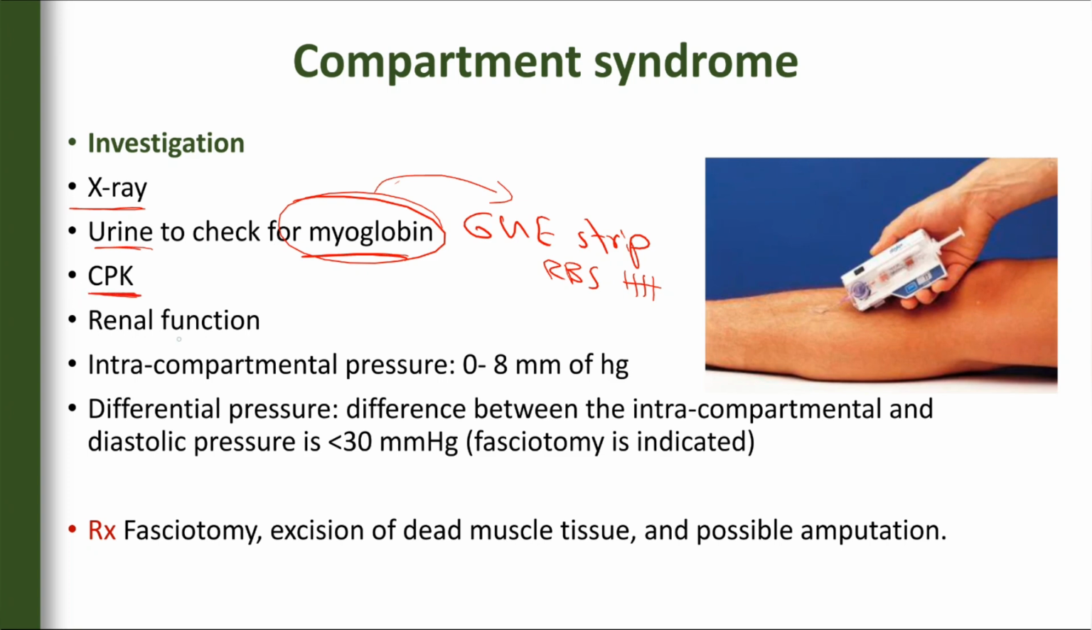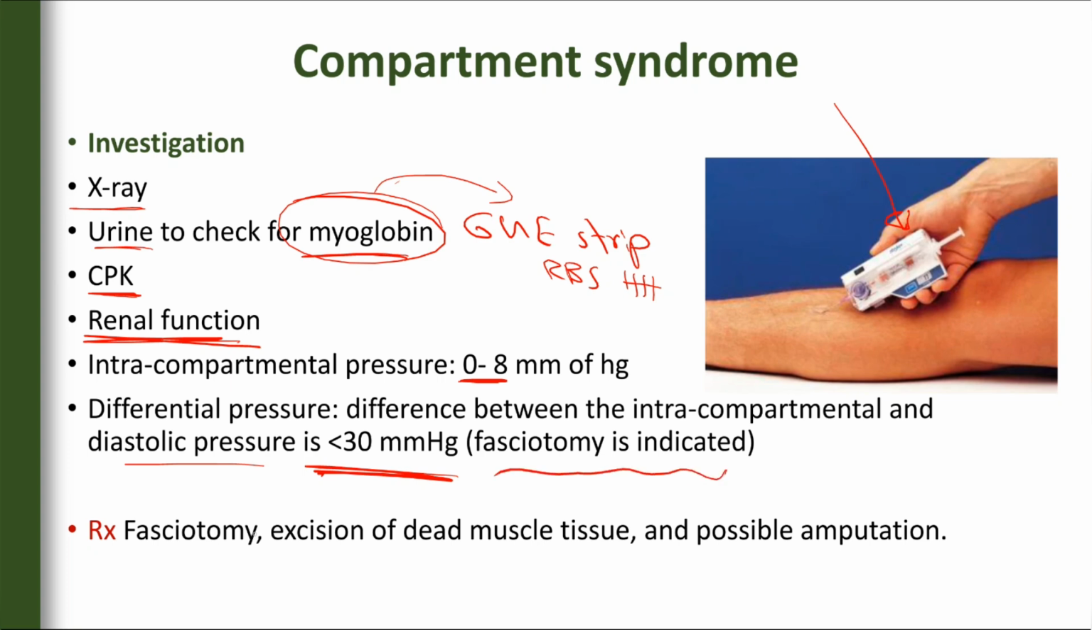Creatine phosphokinase and renal function tests to know if there is involvement of the kidney. You have to measure the compartment pressure by a machine, which is most of the time not available, but if available, you have to measure it. Normally it's between 0 and 8 millimeters of mercury. You have to know the difference. If the difference between diastolic blood pressure and intracompartmental pressure is less than 30, it means that fasciotomy is indicated.